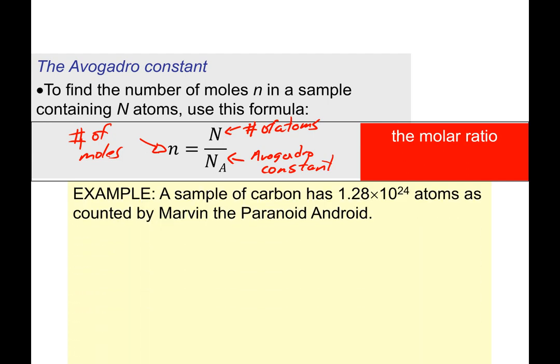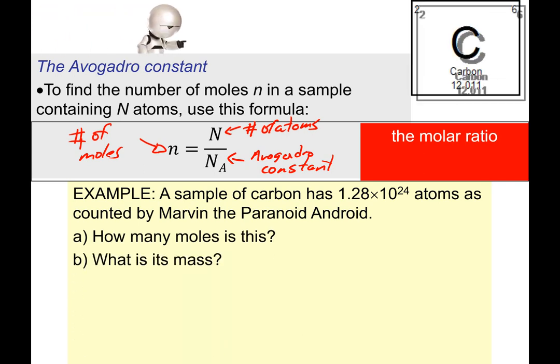So here's an example. A sample of carbon has 1.28 times 10 to the 24th atoms as counted by Marvin, the paranoid android. You're going to see Marvin in a second. The question is, how many moles is this? And what is its mass? Again, pause the video. Try and work on it yourself. There's Marvin.